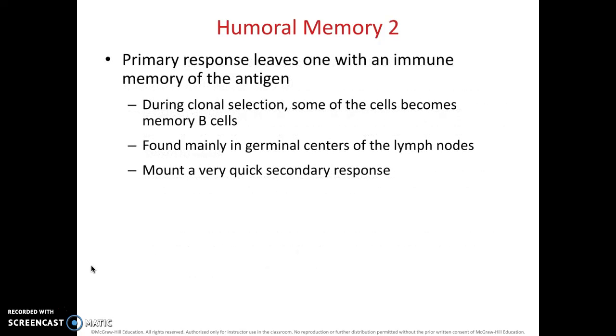The primary immune response will leave your body with an immune memory of that antigen. During clonal selection, some of the naive B cells become memory B cells, whereas most of them become plasma cells. These are generally found in the germinal centers of the lymph nodes, so just remember that they're found in the lymph nodes. And they allow the body to mount a quick secondary response.